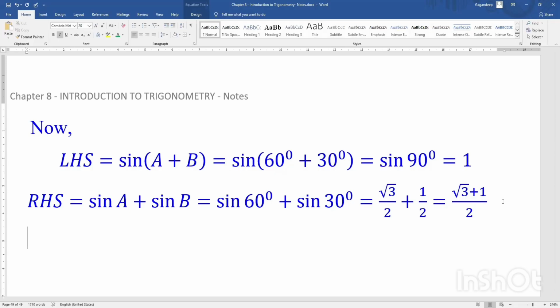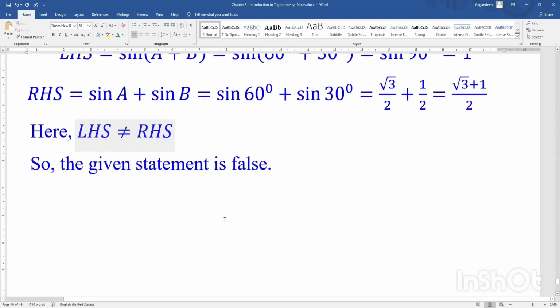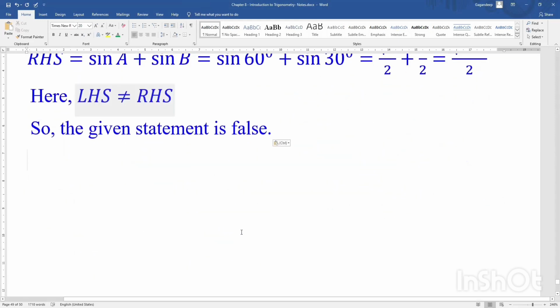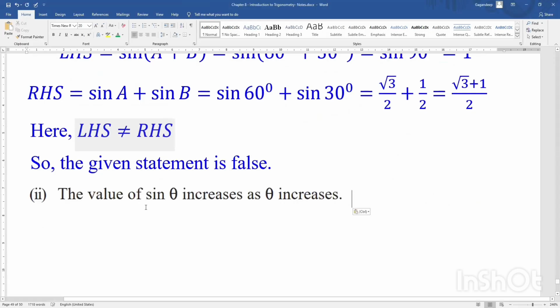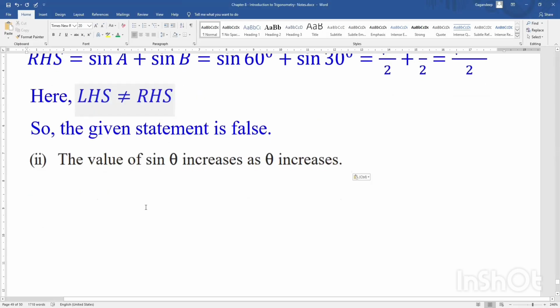So now what has happened here? LHS is not equal to RHS. So the given statement is false. Next one, we have the question: the value of sine theta increases as theta increases. So let us take one example.